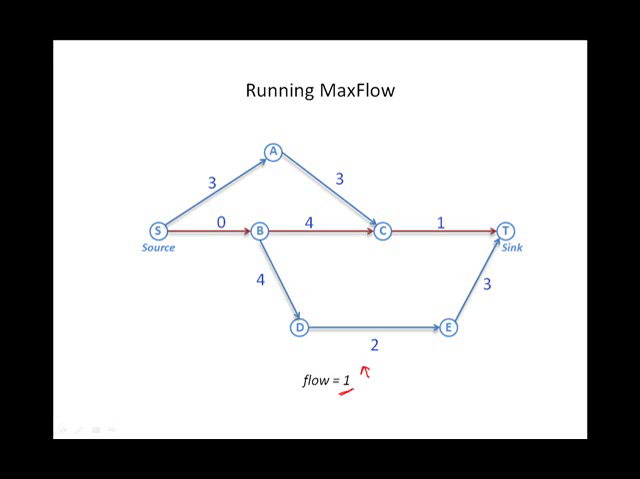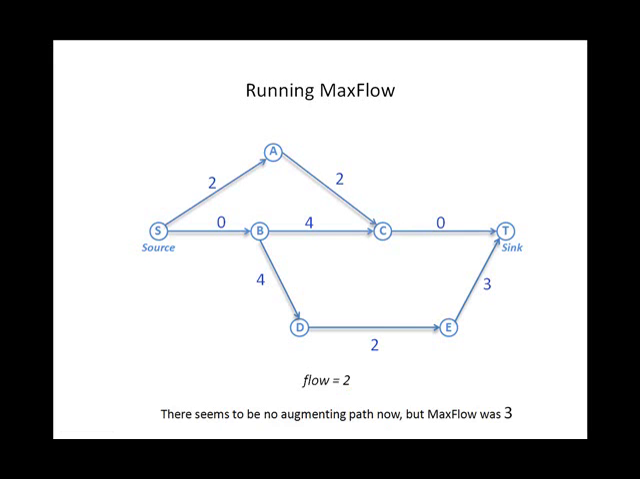So can we find one more path? Yes. There is one more path shown in red from S to T such that the capacity left on each of the edges along the path is greater than 0. And again, what is the minimum such capacity? It is 1. So we can still increase the flow by 1. So now we got a flow equal to 2, and these are the capacities left on each of the edges.